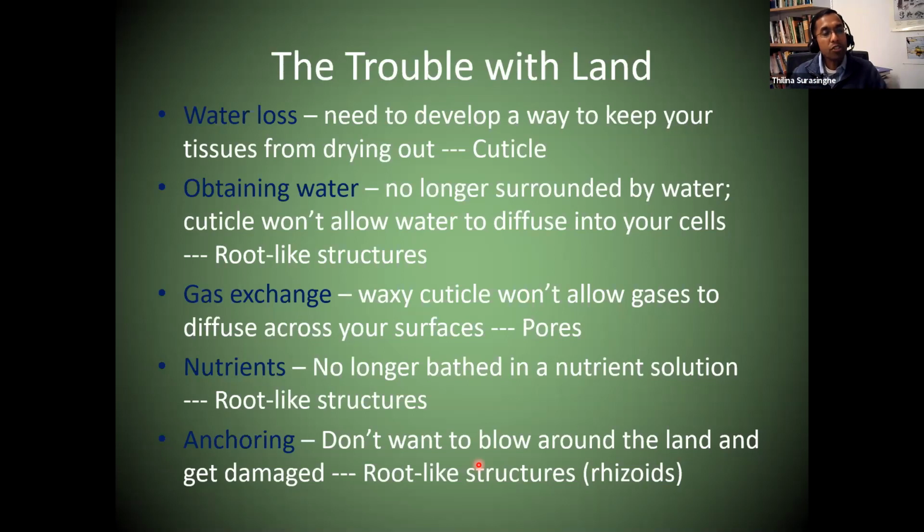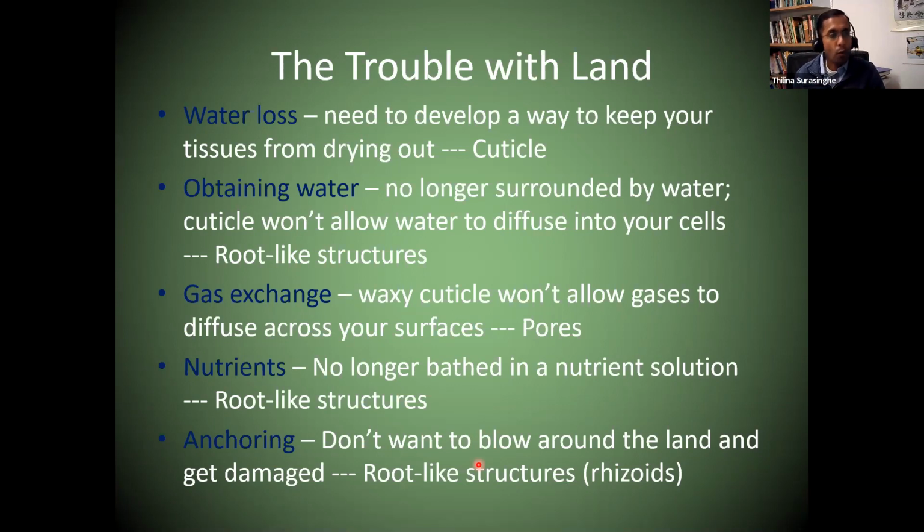Now, secondarily, obtaining water. Well, since algae were living in water, they are surrounded by water. Obtaining water was not a problem, right? Now you are on land as a land plant. You cannot directly absorb water, even when it is raining, right? Or even when it has flooded, you cannot absorb water because the cuticle, the waxy layer, not only prevents dehydration, it prevents absorption, right? So you need to have a particular mechanism like a root or root-like structure to absorb water, to absorb minerals.